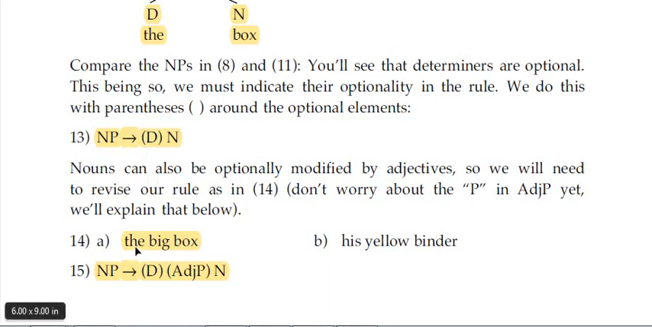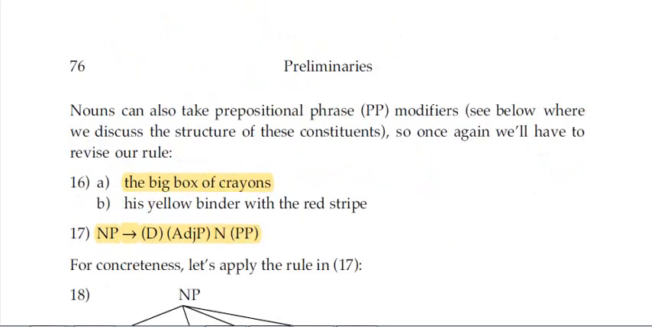We have noun phrase, the big box. So not only the box, but we also have big. So we have adjective. So we draw the rules as this one. Noun phrase consists of determiner, adjective phrase, and noun. Let's see the tree.